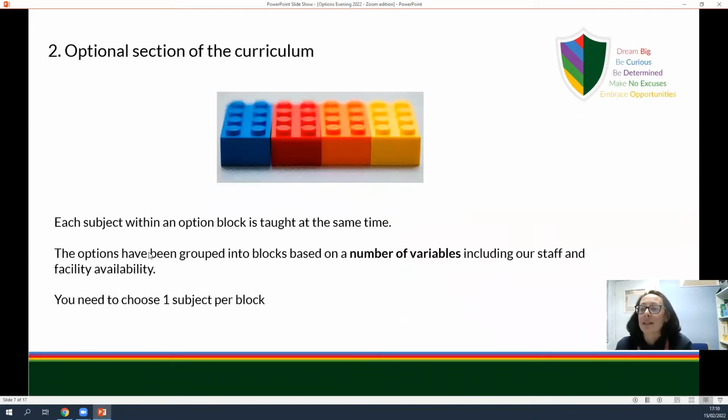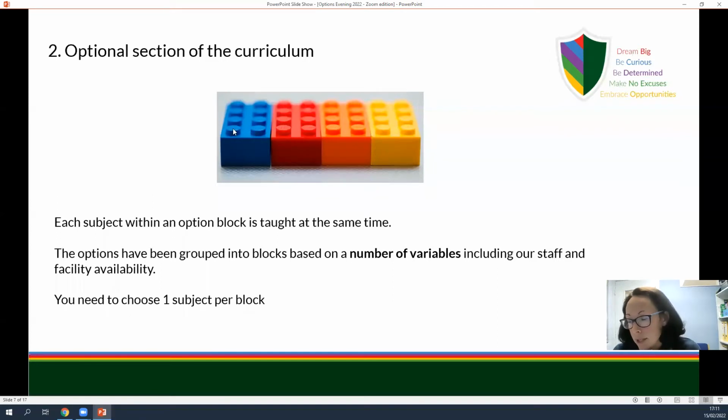Okay, this is the more exciting bit, and I'm hoping that the students listening to this is the bit they're excited for. The optional section of the curriculum. So I've got an image there of four blocks of Lego, and that is because we have 4 option blocks where the students will select subjects within each of the blocks that they would like to then personalise and study. So therefore, we've already got our English, our maths, our combined science, and then either core PE or Performing Arts. And then we have 4 further options that the students can take.